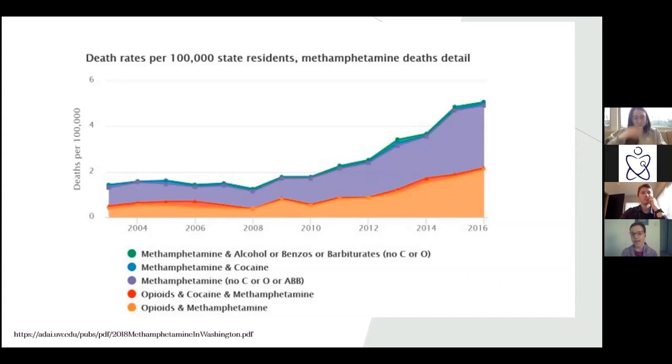Even if people aren't intending to use opioids, there's a fair amount of fentanyl in Seattle that can be used to cut meth. So even if people don't think that they're necessarily at risk, because methamphetamine can be cut with fentanyl, people often will be exposed, and especially if they're relatively opioid naive, that can be really dangerous.